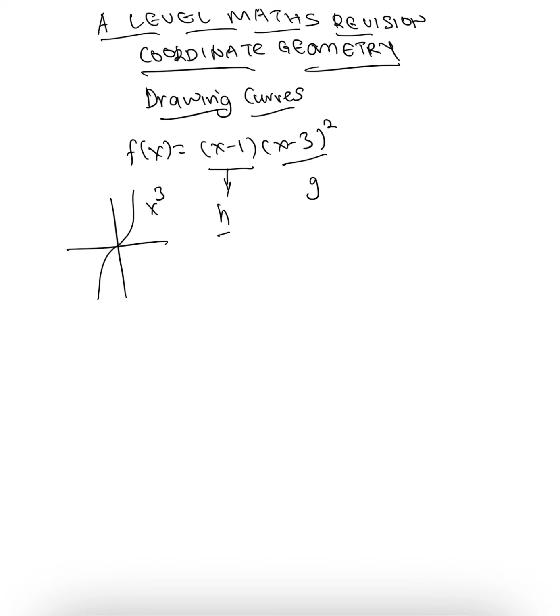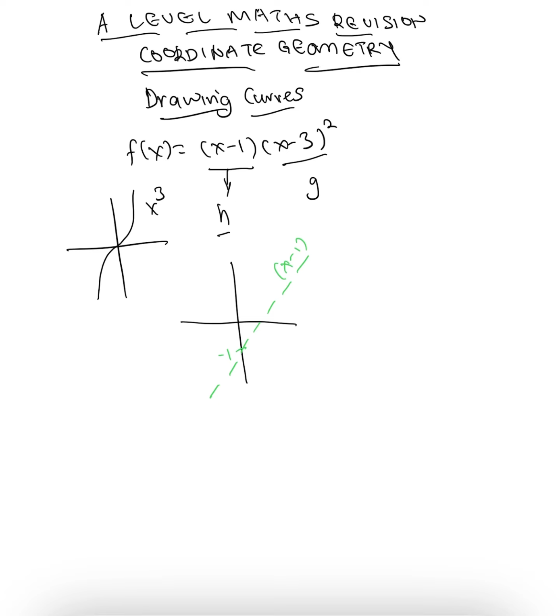We know how to draw straight lines. So let us start with H, and I'll draw it in green. So H is x minus 1. This is a straight line. It's a positive gradient, and it goes through minus 1, right? So this is minus 1. So this is H. It's x minus 1.